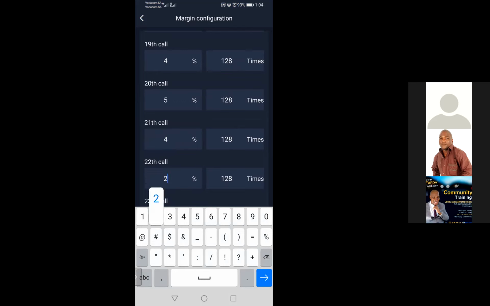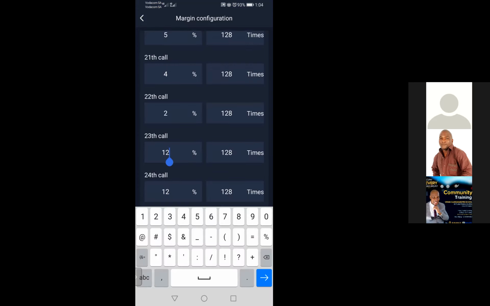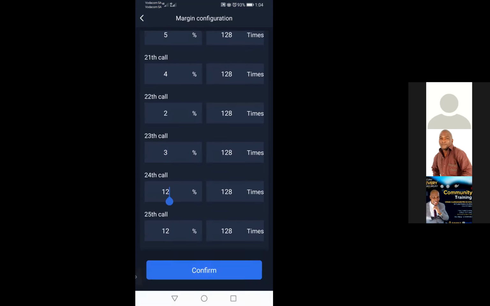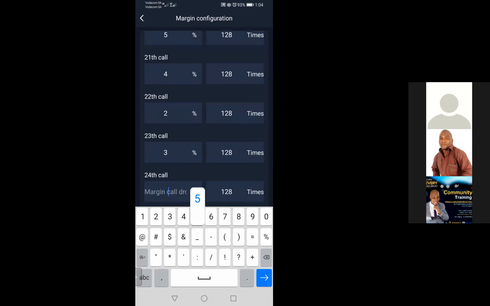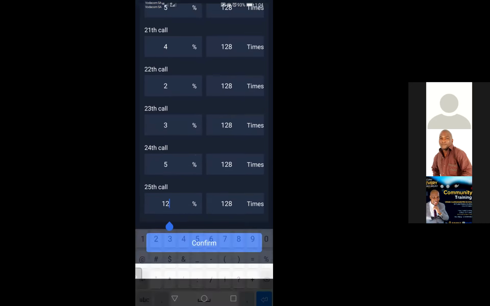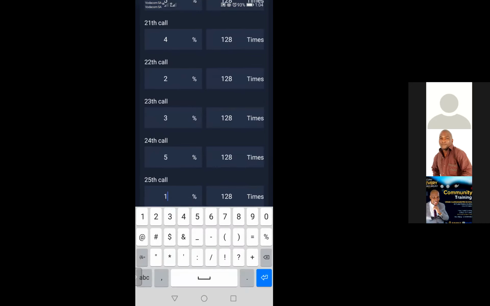It's 2, yes. And 23 is 3. 24 is 5. And then 25 is 3. Yes, those are the percentages that we'll be running with this.